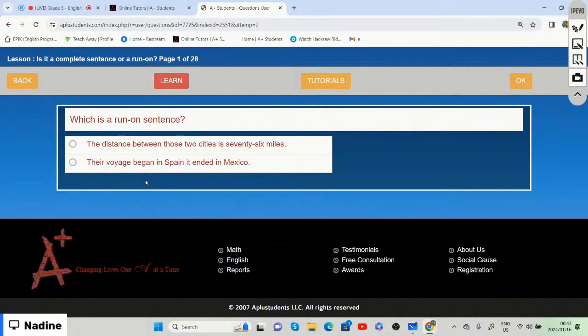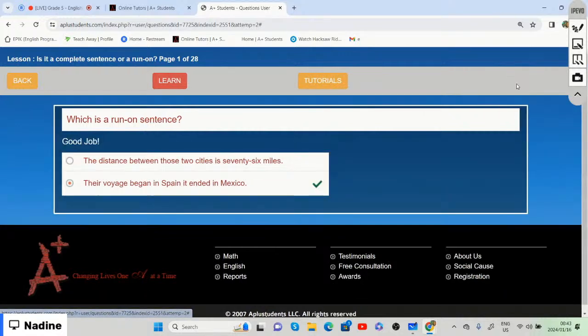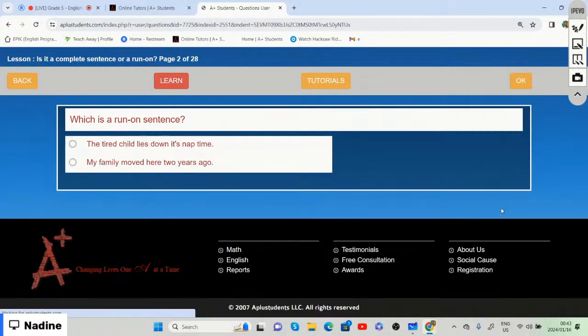And if we want to say which one is a run-on sentence, we will say the second option is a run-on sentence because it's basically two sentences that are joined by no end punctuation. And the second one is correct. So well done. It does not have any punctuation, correct.